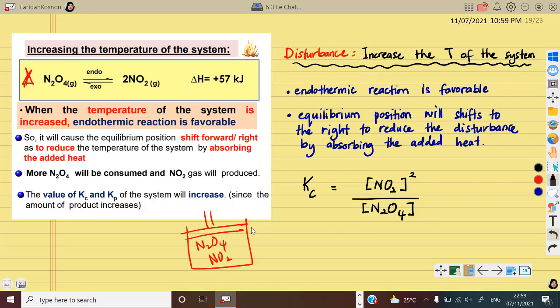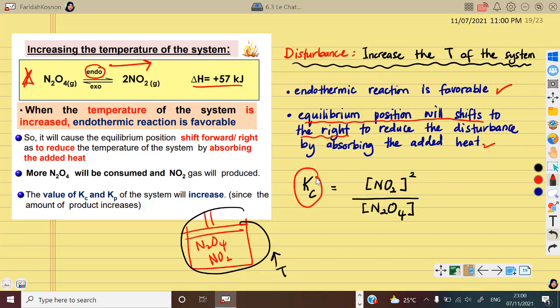Okay, so saya ganggu sistem ini dengan saya panaskan lagi, sebab saya nak increase the temperature. Nampak? Kita kena bayangkan. So the disturbance adalah temperature yang bertambah tu tadi. Jadi, when the temperature is increased, endothermic reaction is favourable. So, kalau kita tengok kat sini, delta H given is positive, so forward reaction is endothermic. Jadi endothermic reaction is favourable. The equilibrium position will shift to the right, sebab sekarang ni forward reaction adalah endothermic to reduce the disturbance by absorbing the added heat.